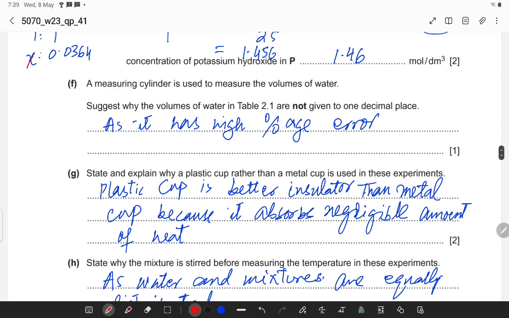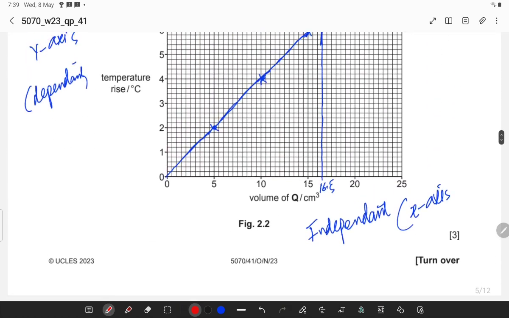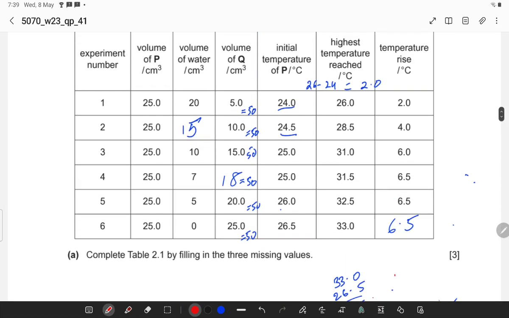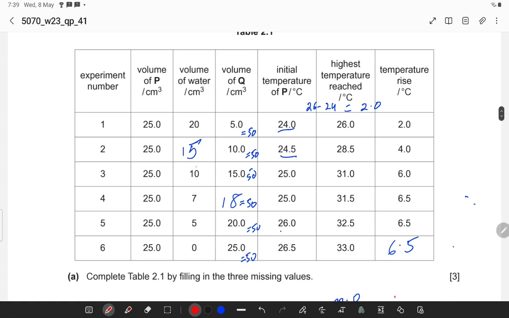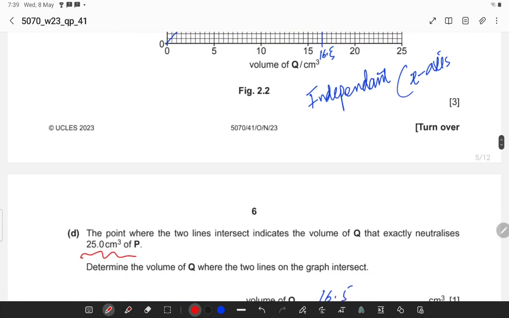A measuring cylinder is used to measure the volume of water. Suggest why the volumes of water in table 2.1 are not given to 1 decimal place, as it has high percentage error. So that's why the volumes of water in table 2.1 are not given to 1 decimal place. Distilled water, look here, is not in 1 decimal place like this.